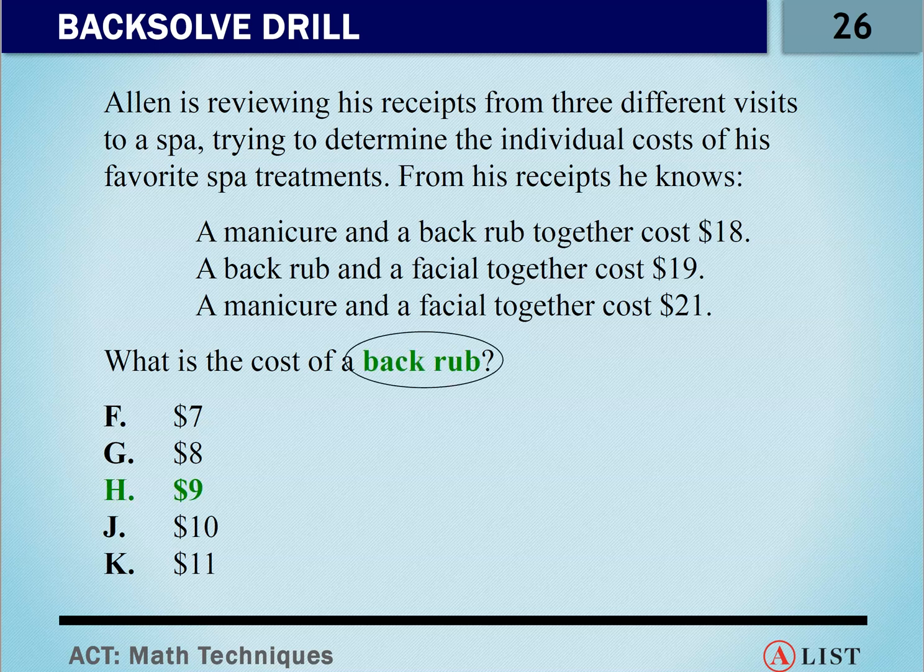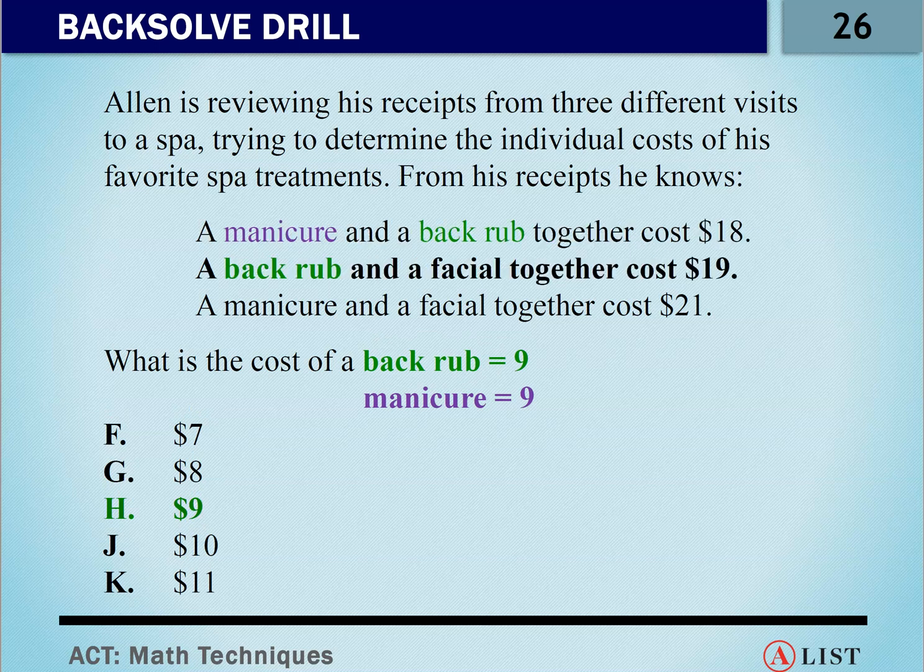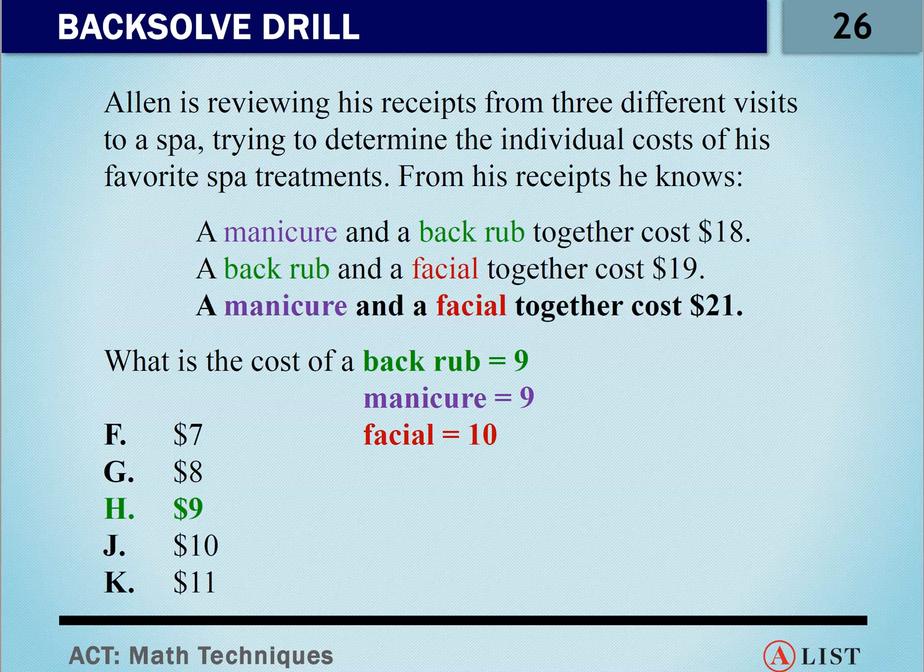So if we start with H, $9, and we put that through the problem. A manicure and a back rub together is 18. If the back rub is 9, that means the manicure was 9. And then the next sentence, a back rub and facial are 19. Well, if the back rub is 9, that makes the facial then 10. So then a manicure and a facial have to be 21, but based on what I have, a manicure and a facial is 19.